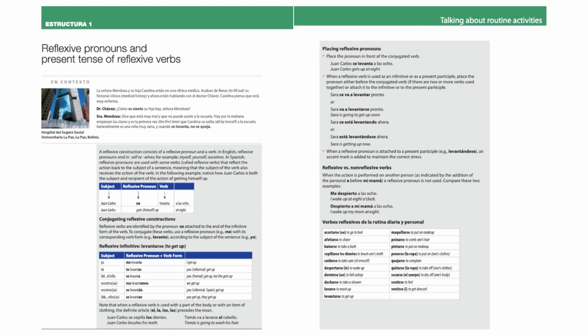Now, when a reflexive verb is used as an infinitive or as a present participle, you're going to place the pronoun either before the conjugated verb, if there are two or more verbs used together, of course, or attach it to the infinitive or to the present participle. So, for example, Sara se va a levantar pronto. As you can see, the reflexive is placed before the conjugated verb. Or you could say Sara va a levantarse pronto.